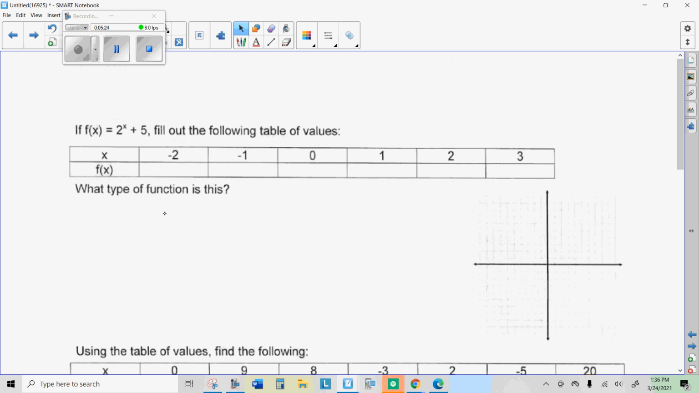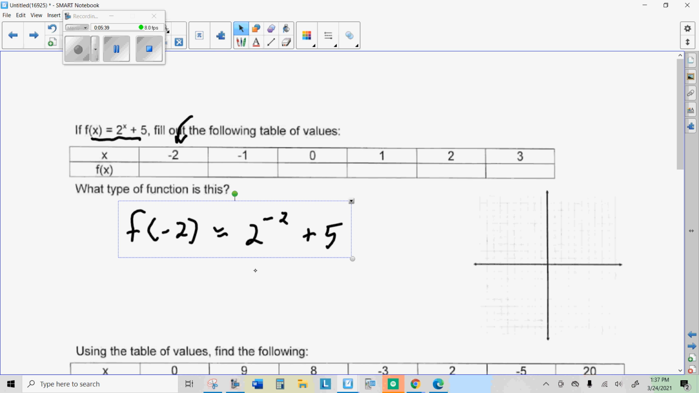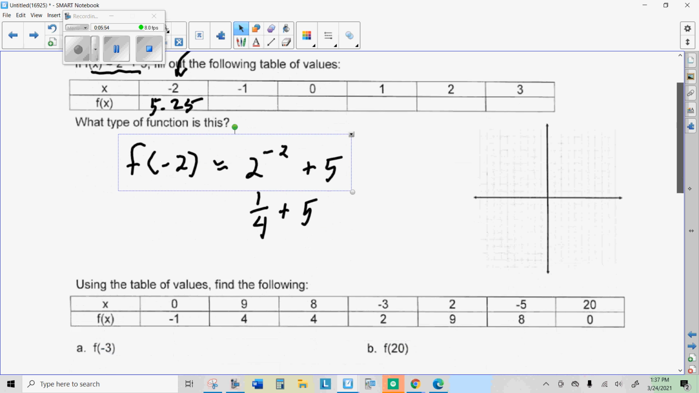Do the same thing with here. I'll do the first one with you. This is a different rule. I'm finding f of negative 2 right here. So I'm going to put negative 2 where the x is as the power, and then add 5 to that. Remember, a negative power is 1 over 2 to the positive power, which is 1/4. And so it's 5 1/4, or 5.25. I'll let you finish that up.